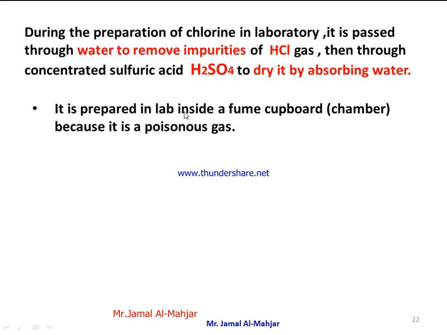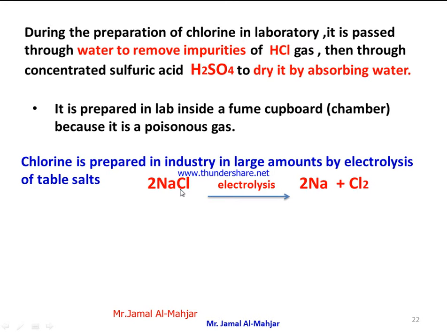Chlorine is prepared in the lab inside a fume cupboard or chamber. Why? Because it's a poisonous gas. So this is about preparing it in the lab. But we have another method in industry. In industry, we prepare it in large amounts by electrolysis of table salt.